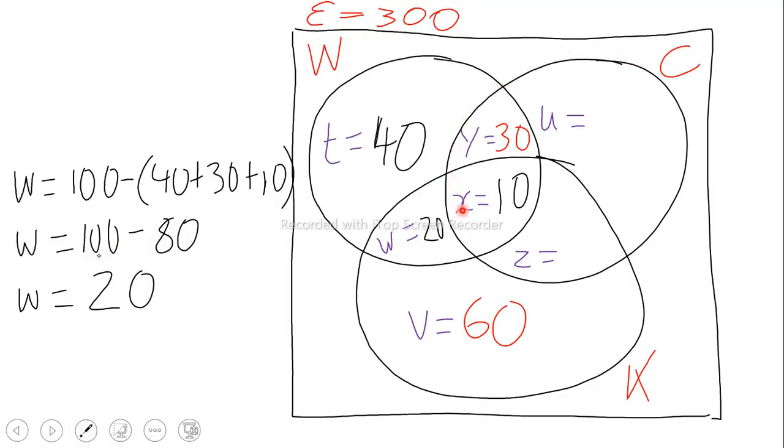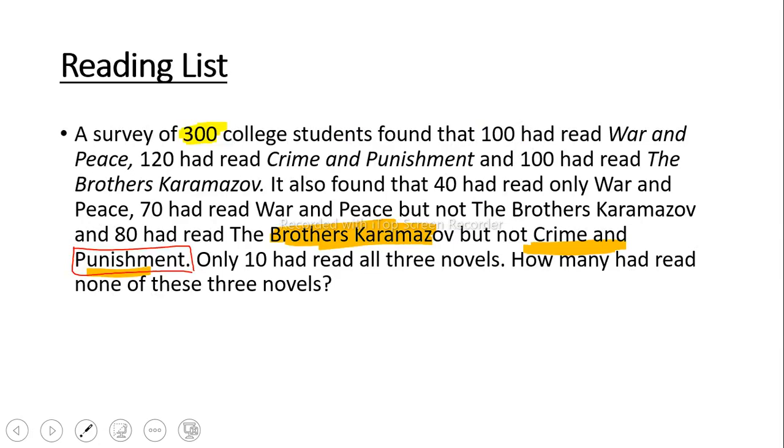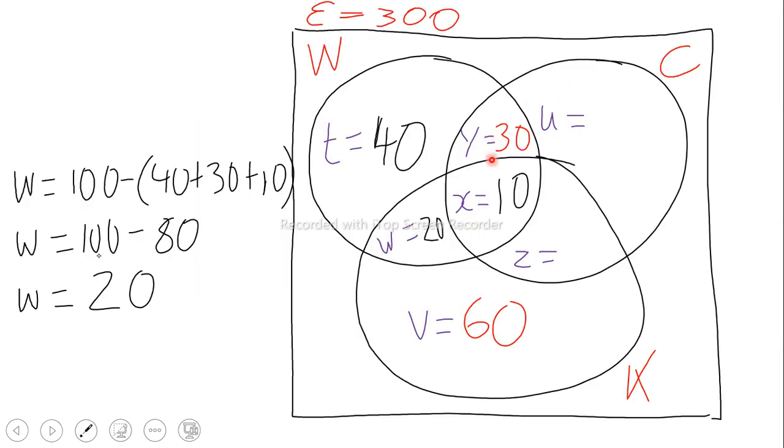This circle, what does this circle represent? C, the people who read what? Crime and Punishment. We do not want anything from here, because they said, but not Crime and Punishment. So block this out of your mind. This does not exist.